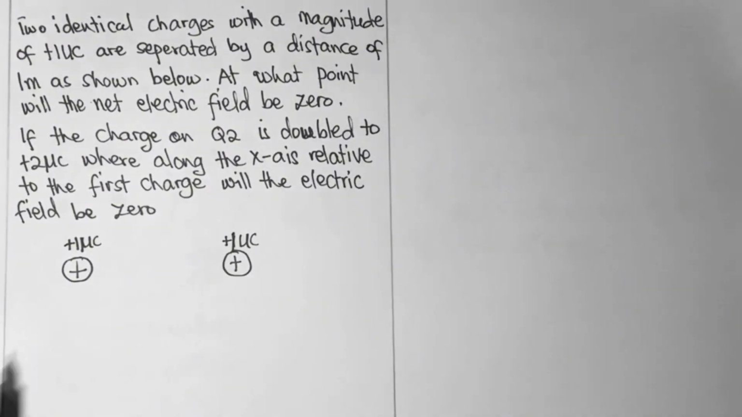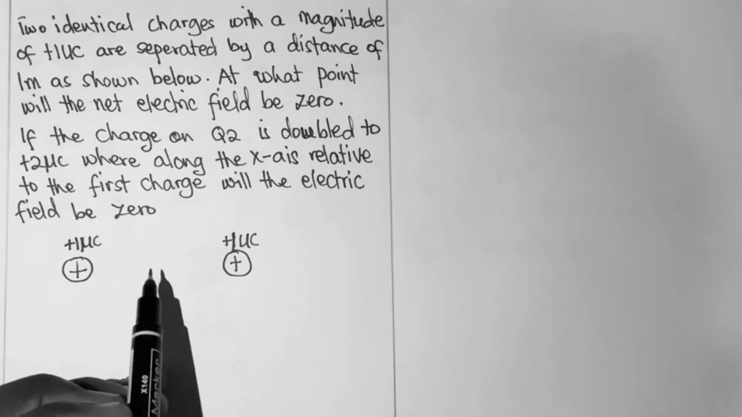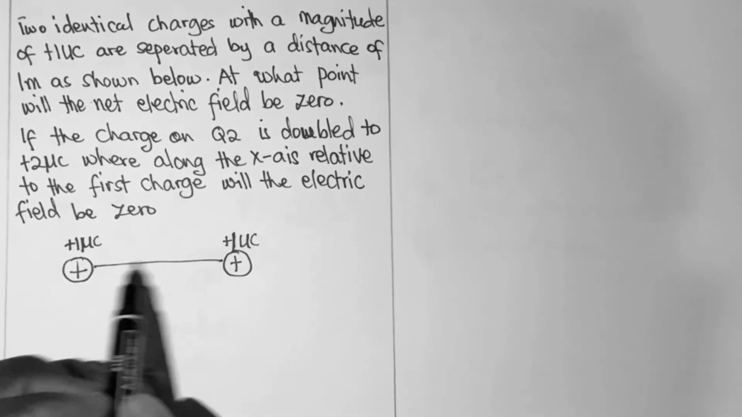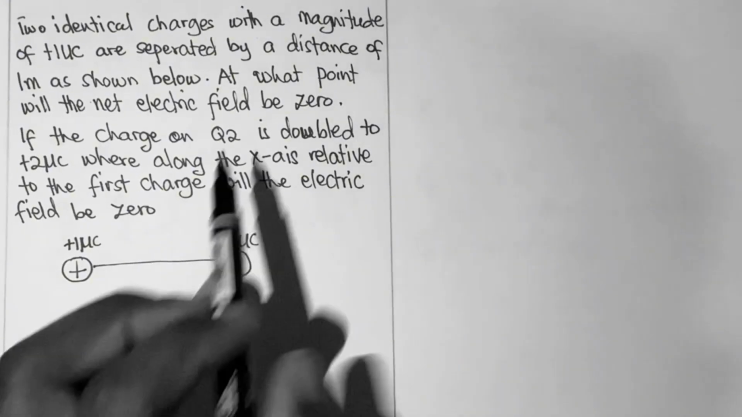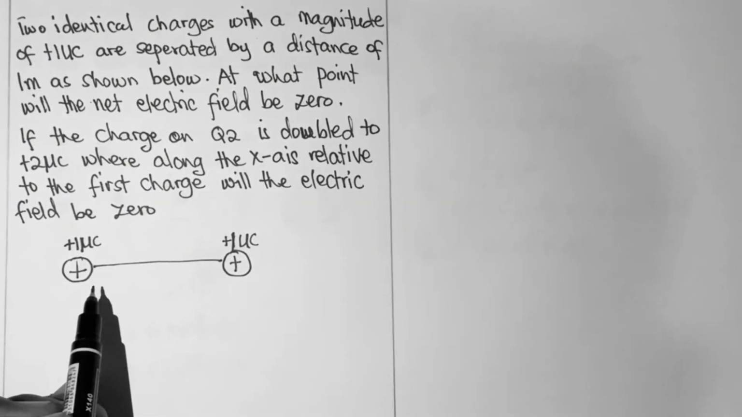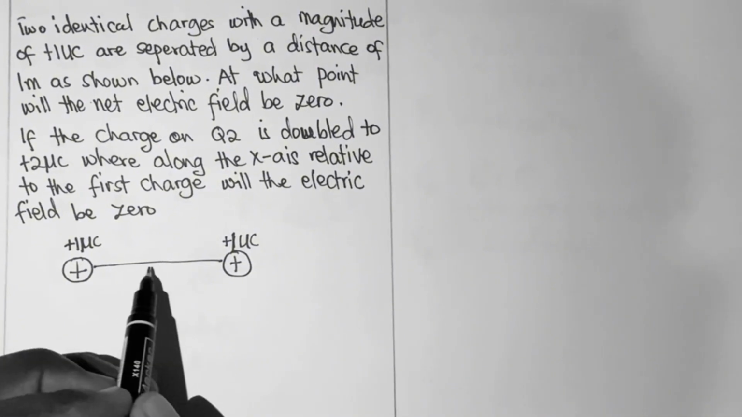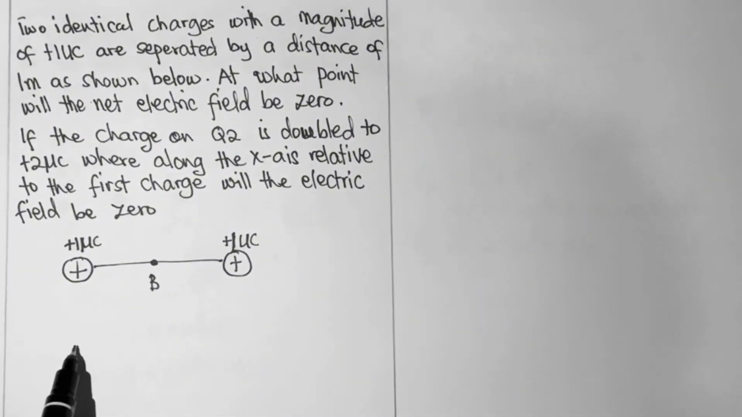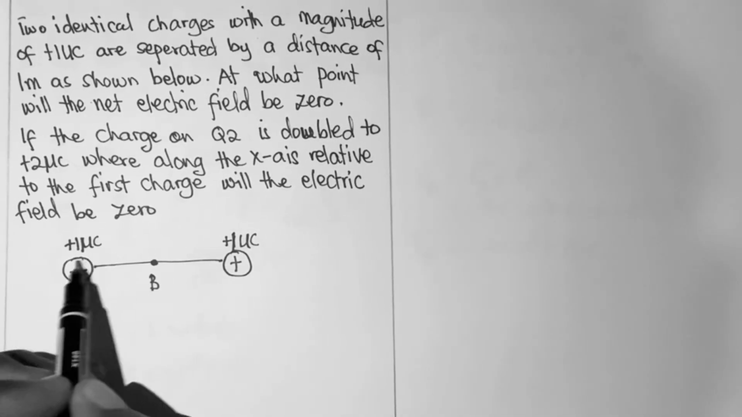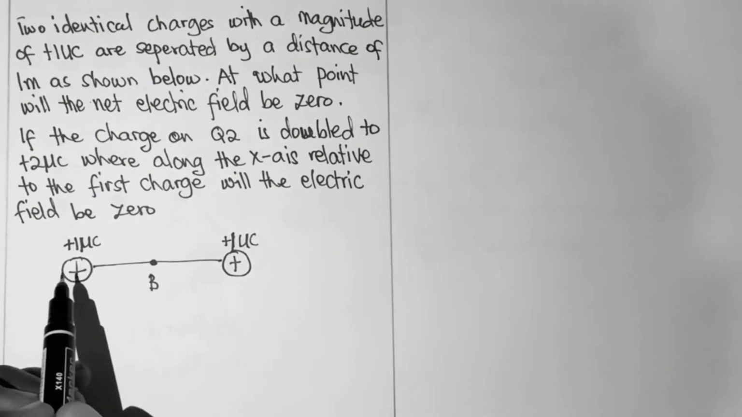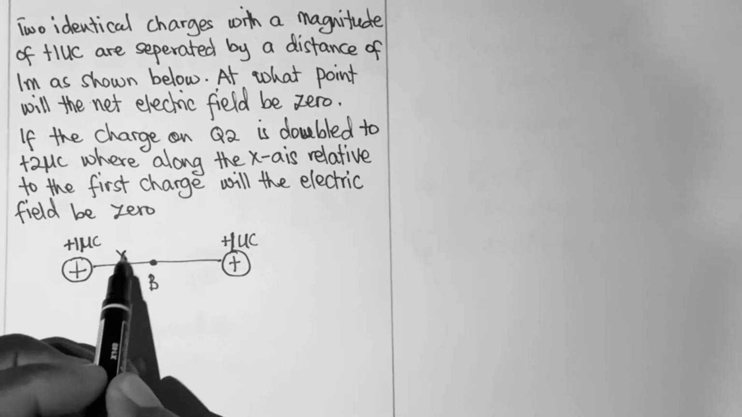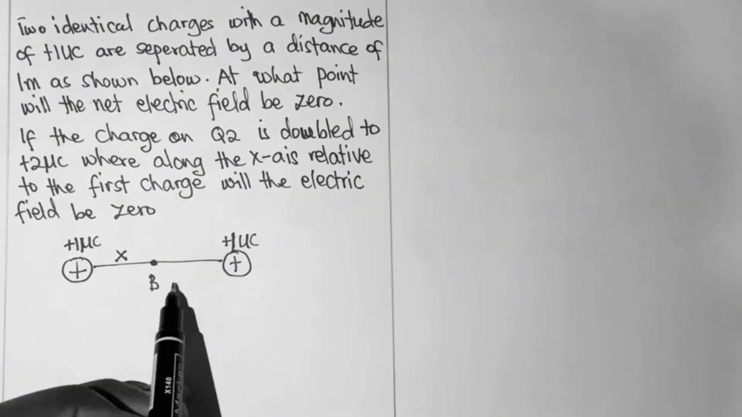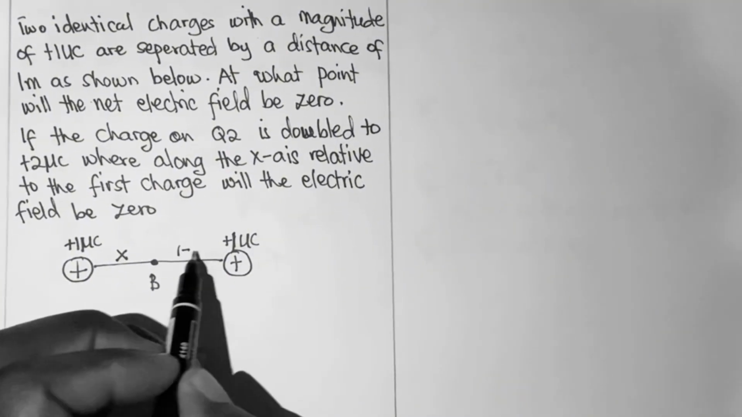So this is +1 microcoulombs. And then the distance between them is 1 meter. So the distance from here to here is 1 meter. Now, at what point will the electric field be 0? So let's assume that the electric field will be 0 at this point called B. So let's say the distance between this charge and B is x, the total distance is 1. So the distance between B and this charge will be 1 minus x.